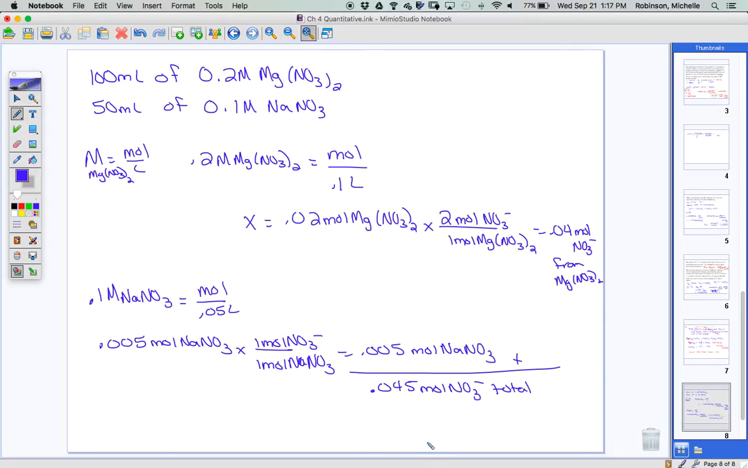Agree? And then if we have to find the molarity of the NO3 minus, we have to take those moles and divide it by what? That total amount of volume, right, which was 0.15 liters. So 0.3? What? 0.3? 0.3 molar NO3 minus.